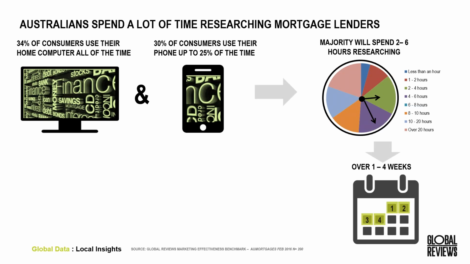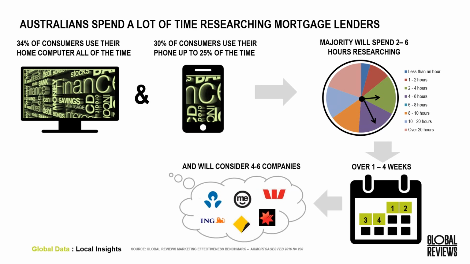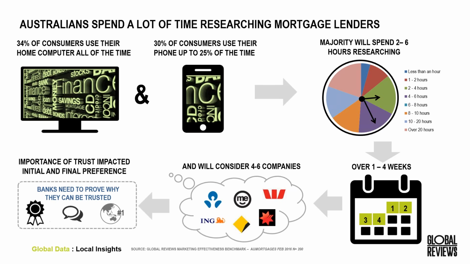Again, the majority will spend between 2 to 6 hours total looking at mortgages, which is quite a lot of investment when you consider how little information sometimes there is available on websites. So it shows that customers are coming back again and again and doing a lot of comparison. Again, they will consider up to 4 to 6 companies within their choices. And again, there is a real focus on trust in their initial preference as to who they will finally choose for their mortgage loans.